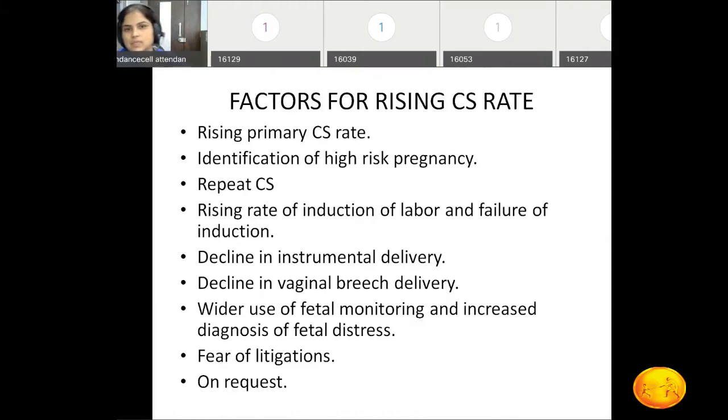So what are the factors for the rising rate of cesarean section? Rising primary cesarean section rates, identification of high-risk pregnancies earlier because of good ANC follow-ups, repeat cesarean sections, rising rate of induction of labor and failed inductions, decline in instrumental deliveries, decline in vaginal breech deliveries, wider use of fetal monitoring and earlier diagnosis of fetal distress, then fear of litigation and patient's choice, that is, on request.